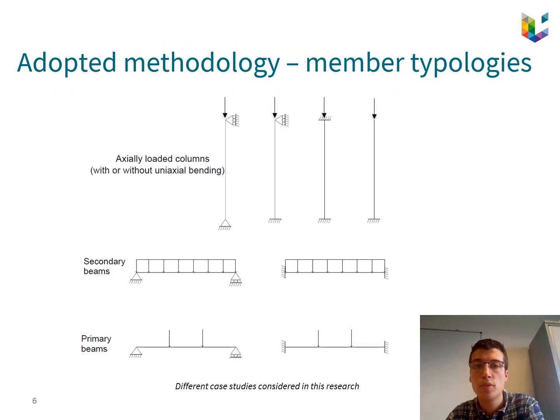The various member typologies which were covered in this research are the axially loaded columns with or without any axial bending, the secondary beams which are subjected to a uniform loading, and the primary beams which are subjected to a point loading. Only the columns in tension and pure compression will be described in this presentation. However, if you are interested, further results can be found in my master thesis online.